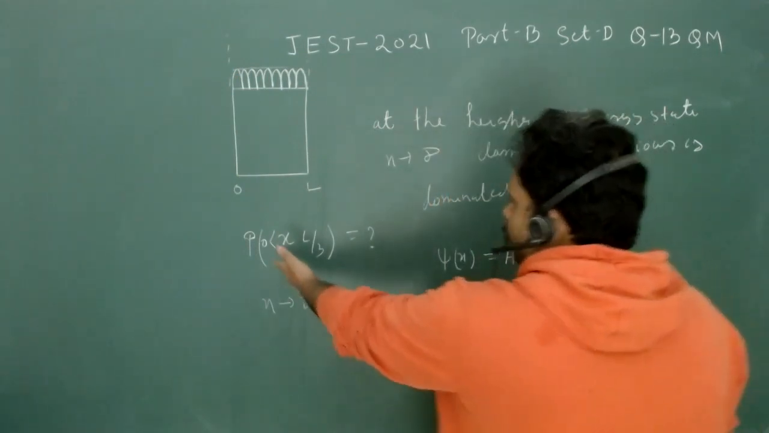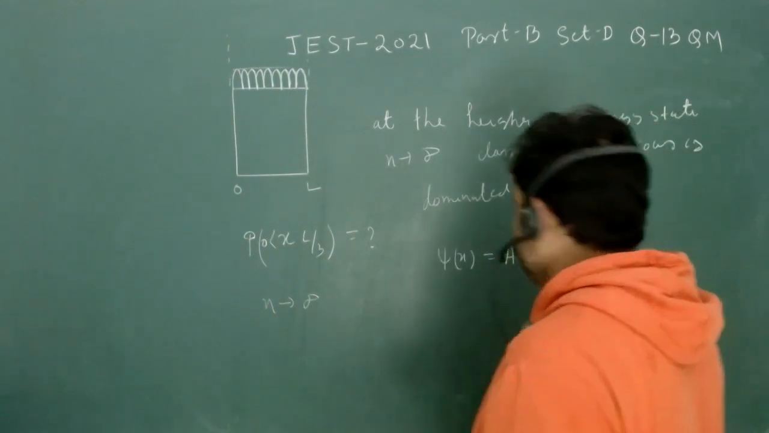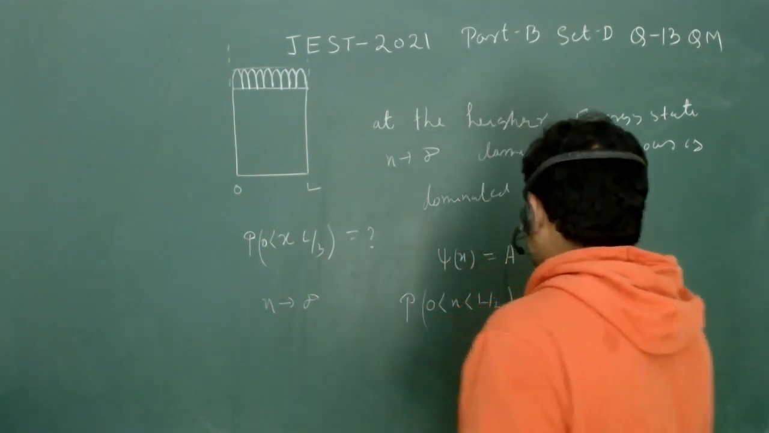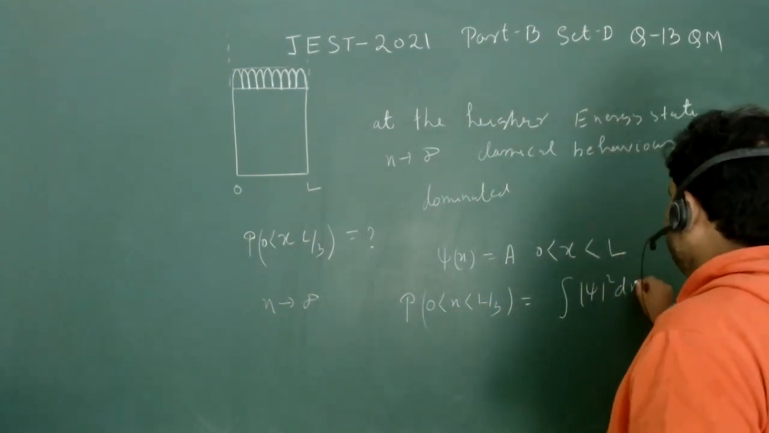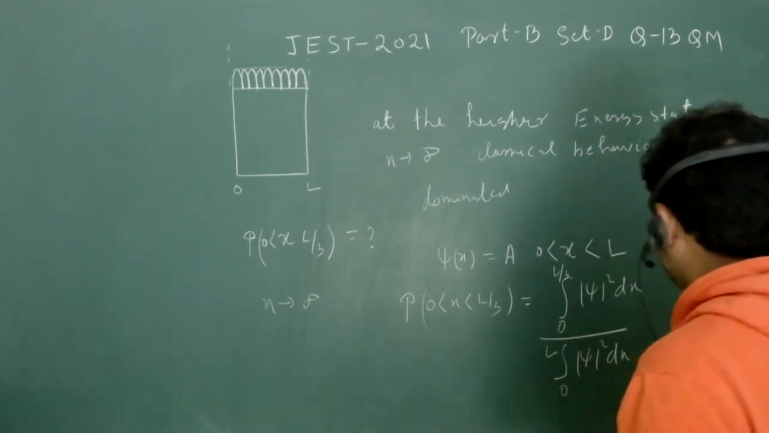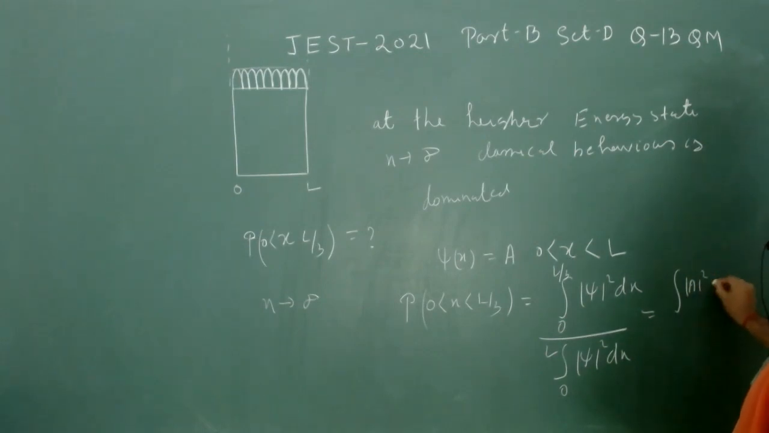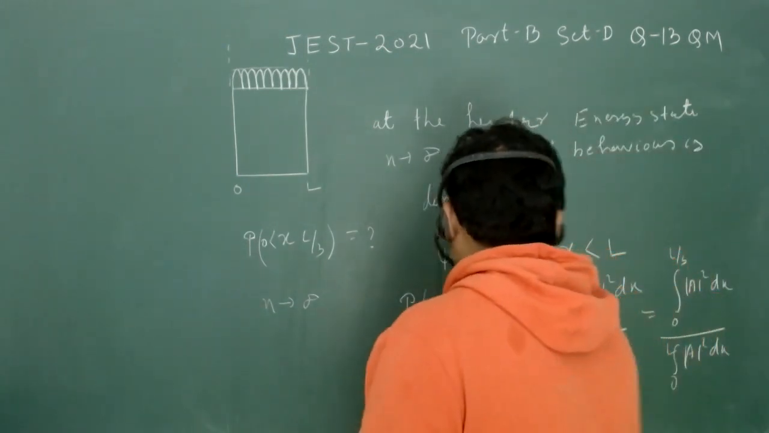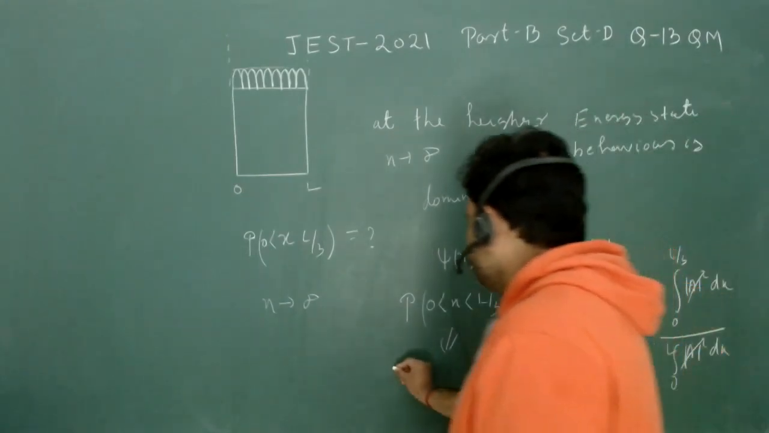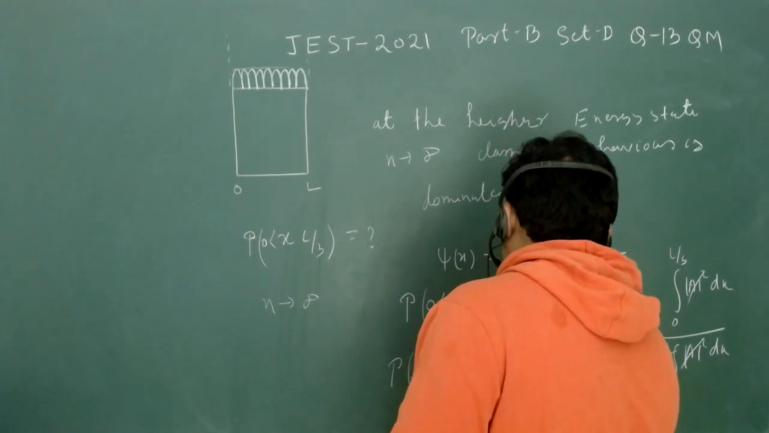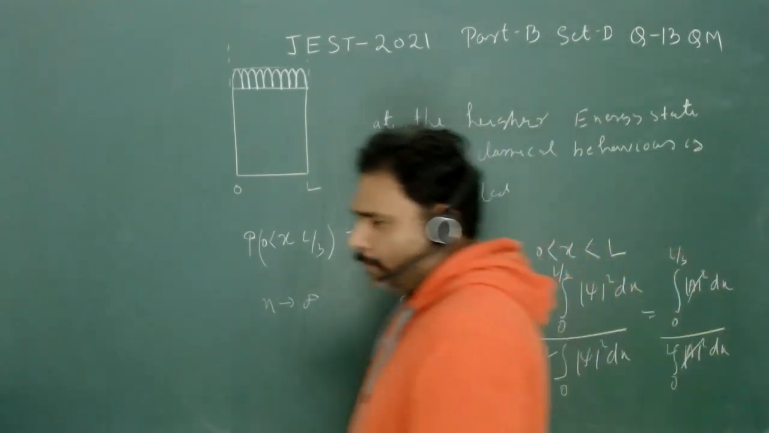We have to calculate the probability between 0 and L by 3. So the probability that x is between 0 and L by 3 is the integral of mod psi squared dx from 0 to L by 3, divided by the integral of mod psi squared dx from 0 to L. With psi equal to a, this is mod a squared dx from 0 to L by 3 over mod a squared dx from 0 to L. The a squared cancels out, and the probability is 1 by 3.